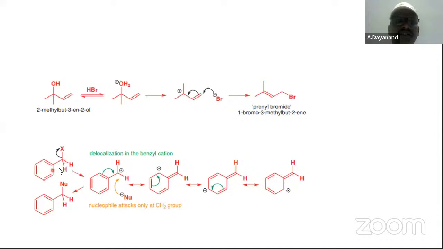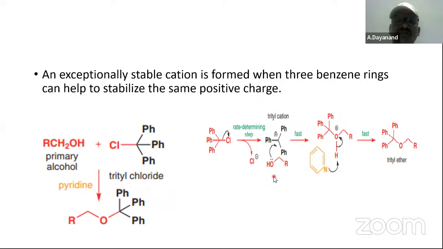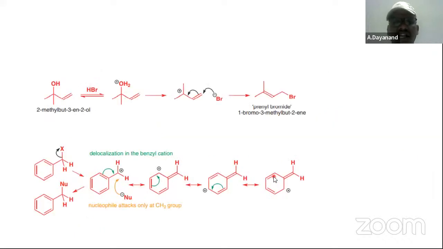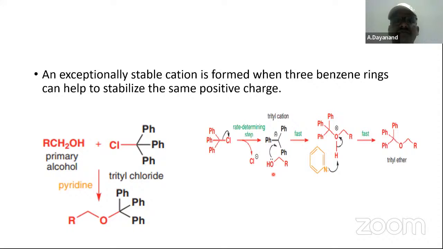Then this is nothing but toluene, or a benzyl halide, like benzyl chloride. Benzyl chloride also will give a benzyl cation which is stabilized, and this benzyl cation is extra stabilized because of the delocalization. Therefore, it also undergoes many substitution reactions based on Sn1. Okay, when three benzene rings are there like this.